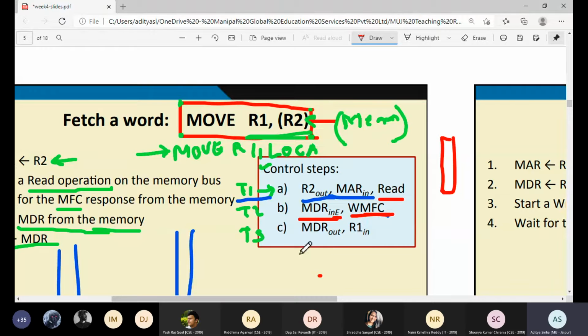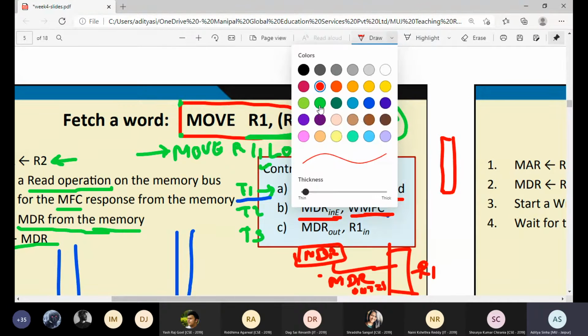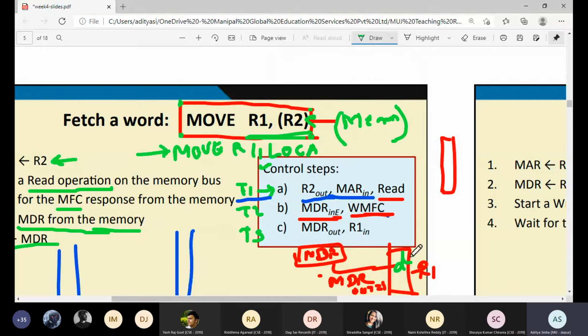Then finally, now the data is inside the MDR, and we have to put it inside the R1 register, which is connected with the same system bus through which the MDR is connected. So MDR out will be 1. So the data which was present inside the MDR is now inside R1.